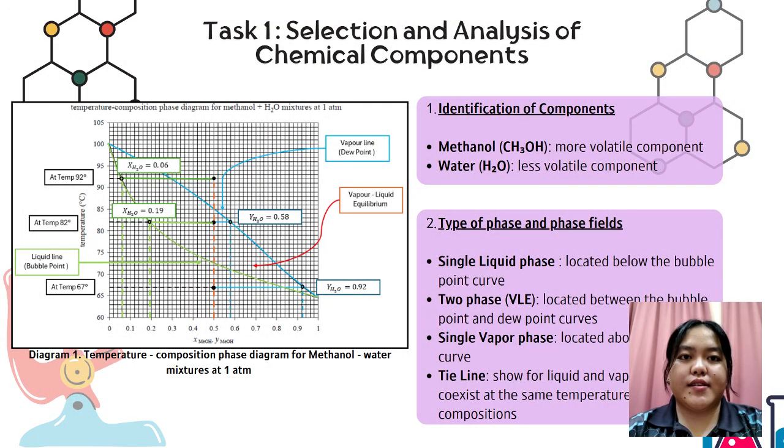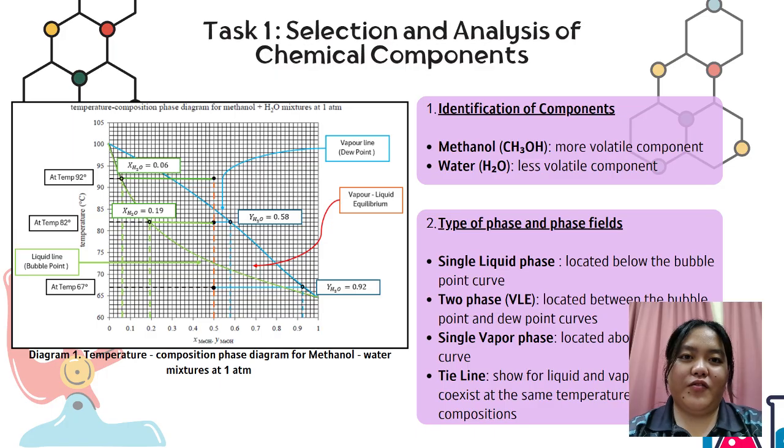Moving to the next slide, which is the discussion of the phase diagram given. For identification of components, the components that we use in this binary system are methanol and water. Methanol is the more volatile component, while water is less volatile. Therefore, methanol will vaporize more easily than water, because at equilibrium methanol will be enriched in the vapor phase.